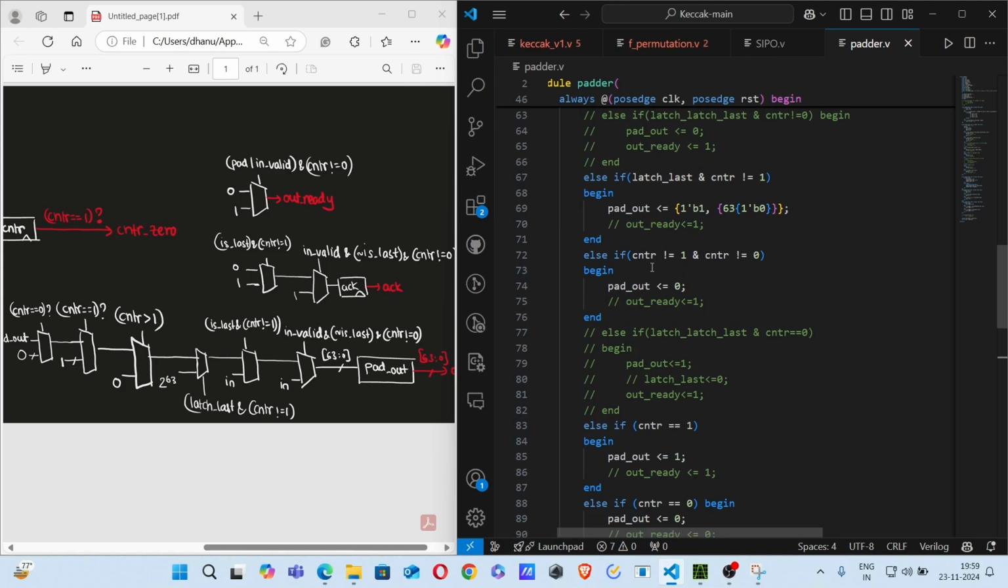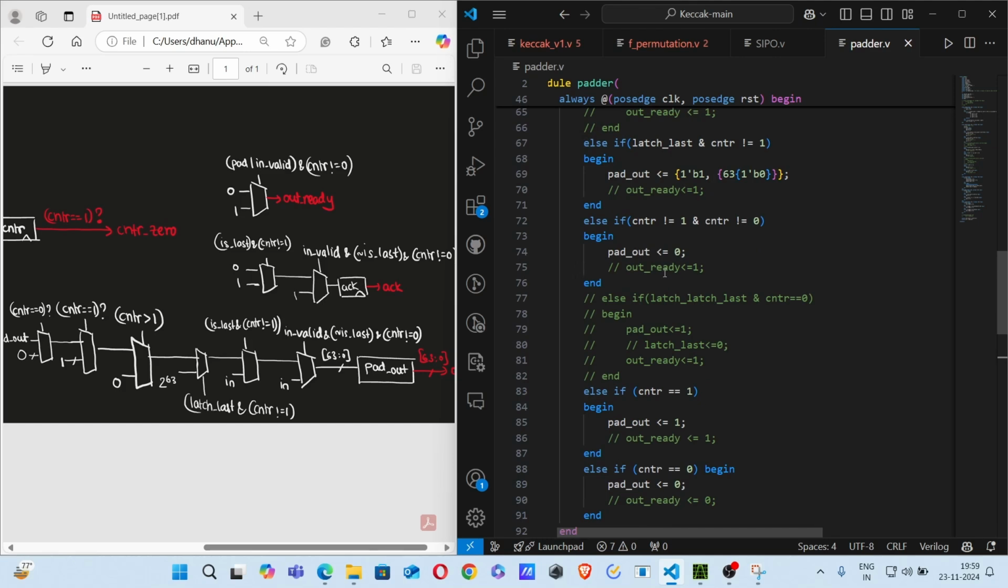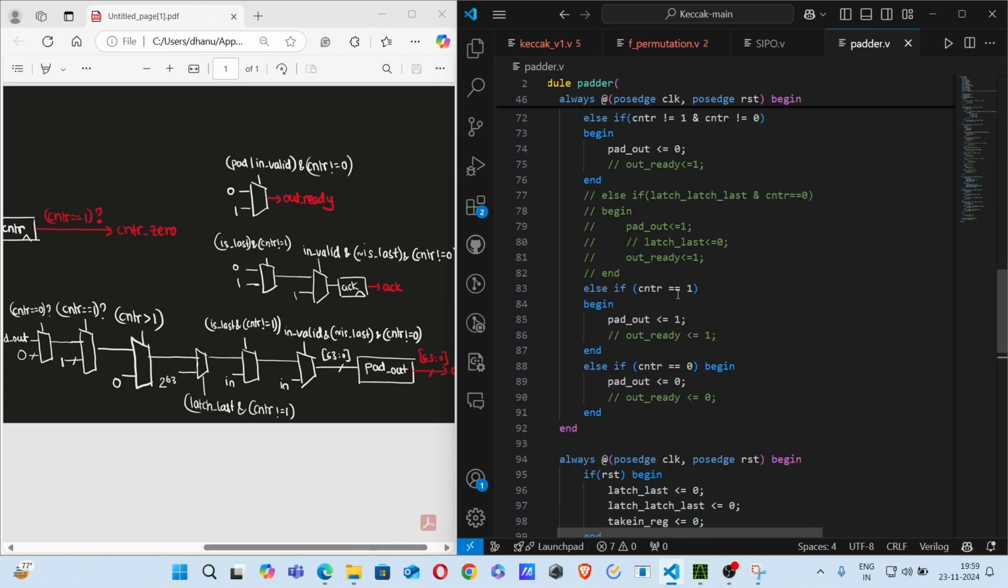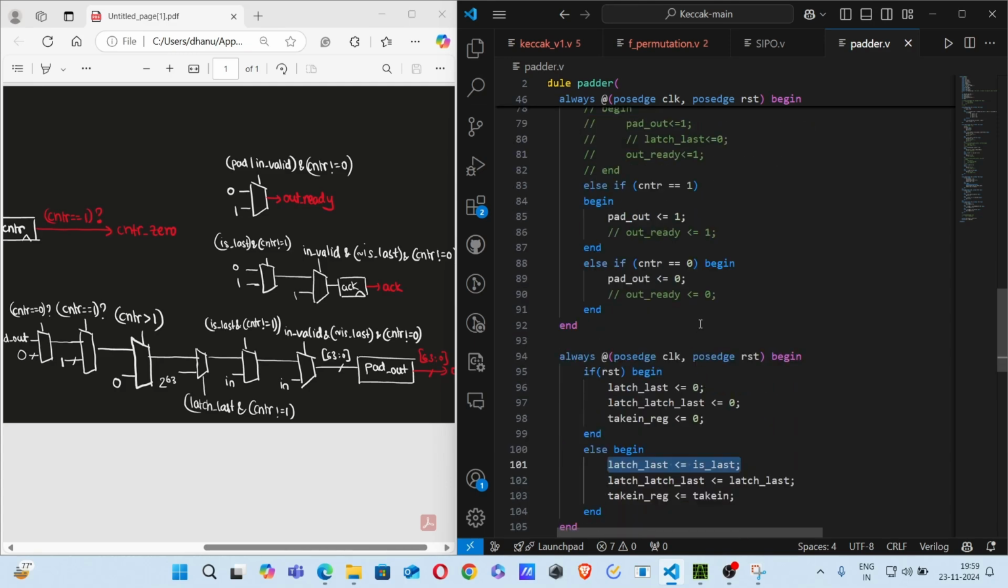Next, we say counter not equal to 1 and 0, which essentially means counter greater than 1. Pad out will be 0, which is all the middle zeros. And finally, the last padding output, which is 1, has been outputted here. And once all the required input bits for the algorithm have been given out, pad out goes to 0.